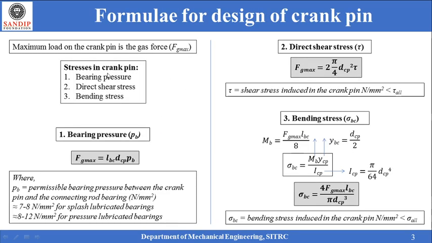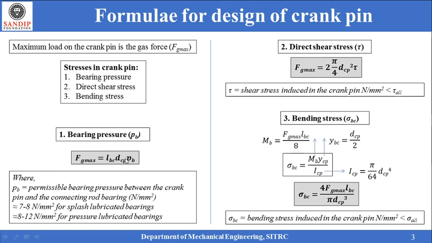Now the stresses in the crank pin are due to bearing pressure, direct shear and bending. So the methodology is we calculate the important dimensions of a crank pin, that is length and diameter, from the bearing pressure perspective, and then we check this design for direct shear and bending failure. As far as bearing pressure is concerned, it can be calculated by the formula given over here. The maximum gas force is being supported by the force due to the bearing pressure.